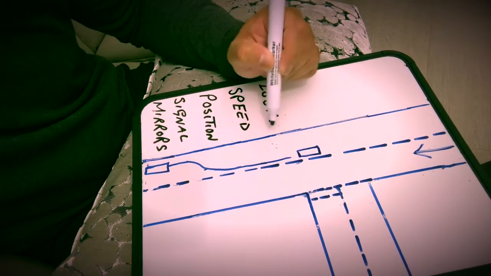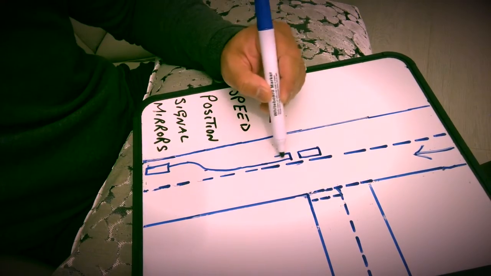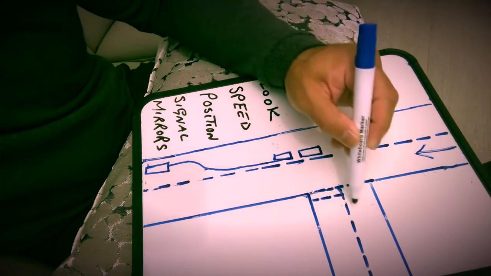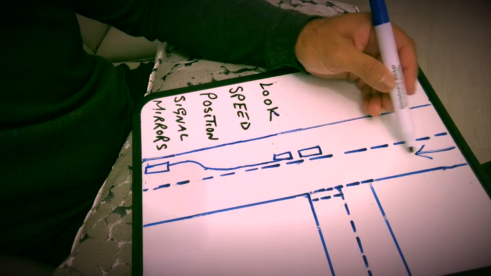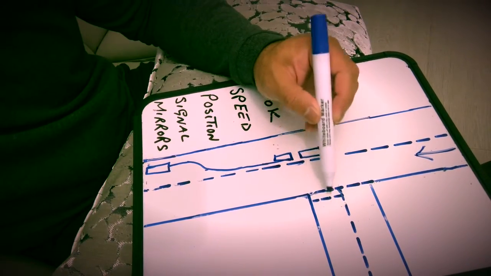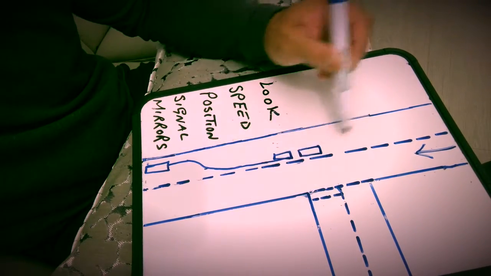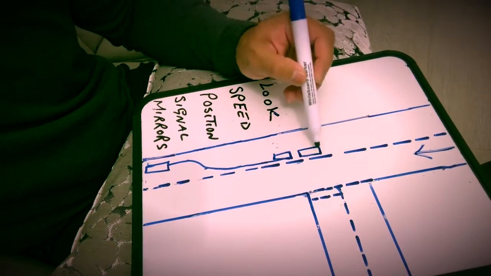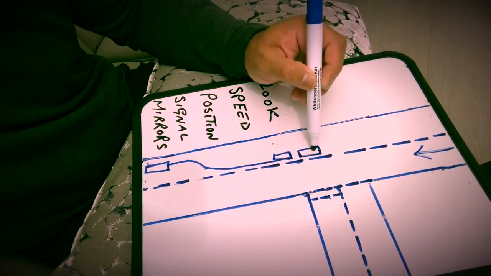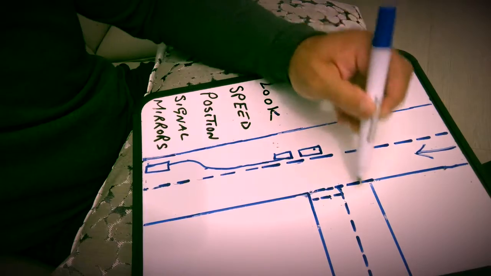Okay, about here. You don't want to stop here because if you do, you might end up cutting the corner, or as soon as this car goes, if there's a car waiting here, they might think you're letting them go, so they might start to go. If you go here, they know exactly what you're doing. As soon as they go, you will enter.